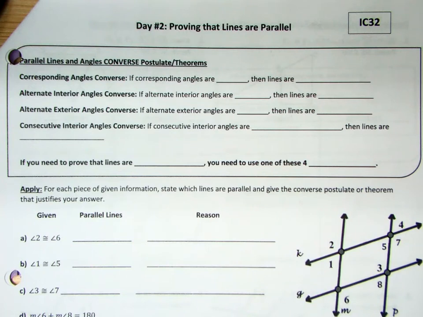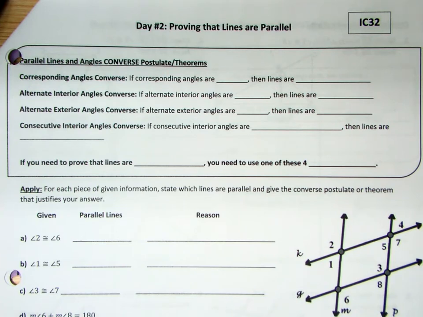Before, we had lines parallel, so angles were congruent. What we're going to do now is angles are congruent or supplementary, therefore the lines are parallel. So the corresponding angles converse, and this is very important. Converse versus postulate and theorem are totally different ideas.